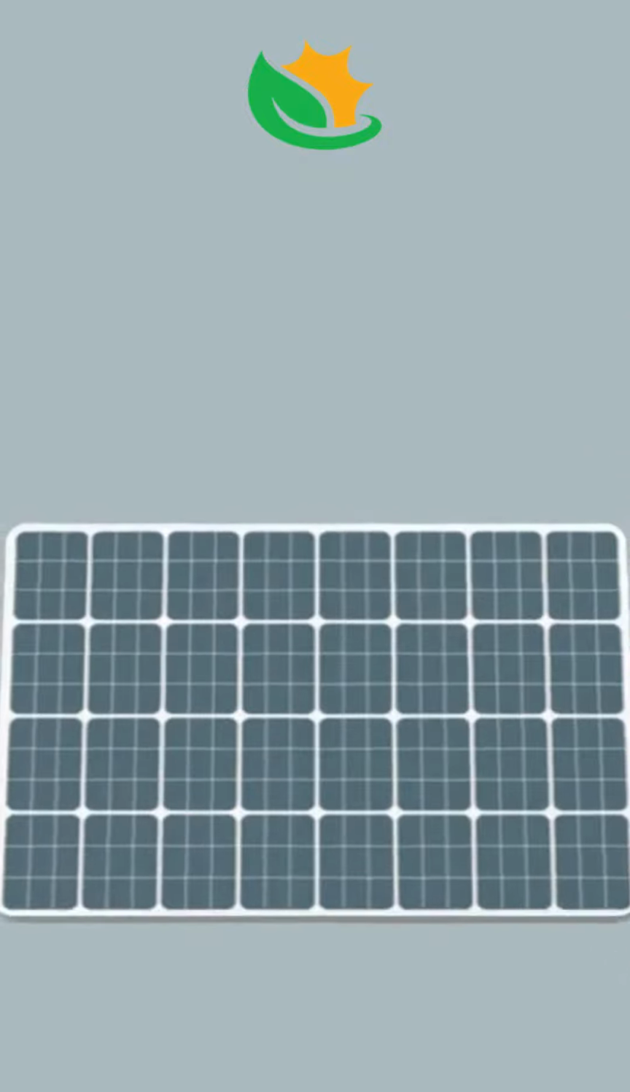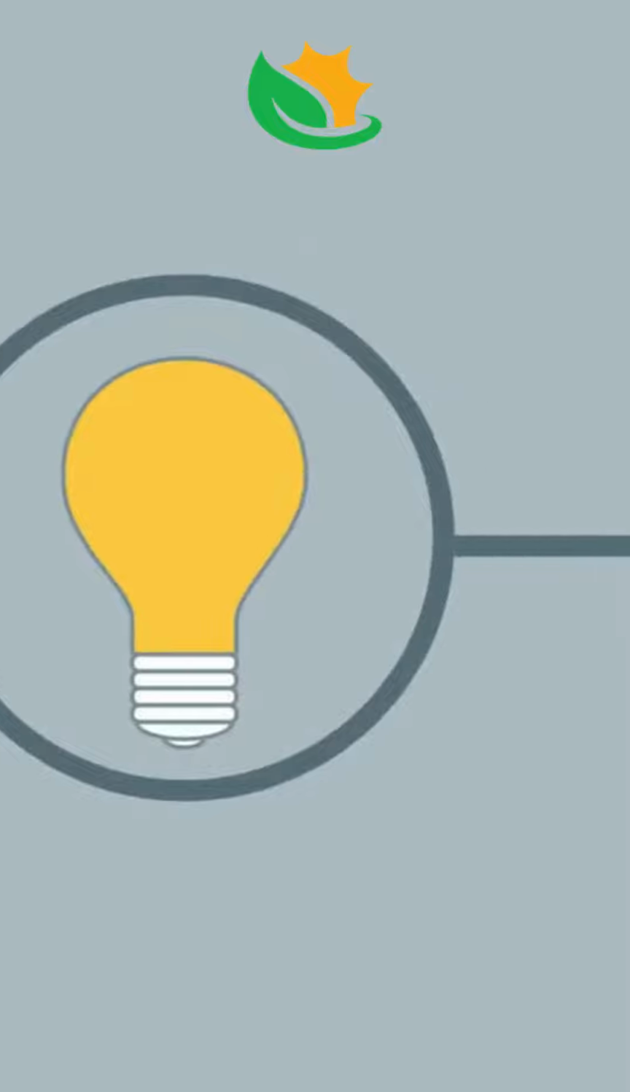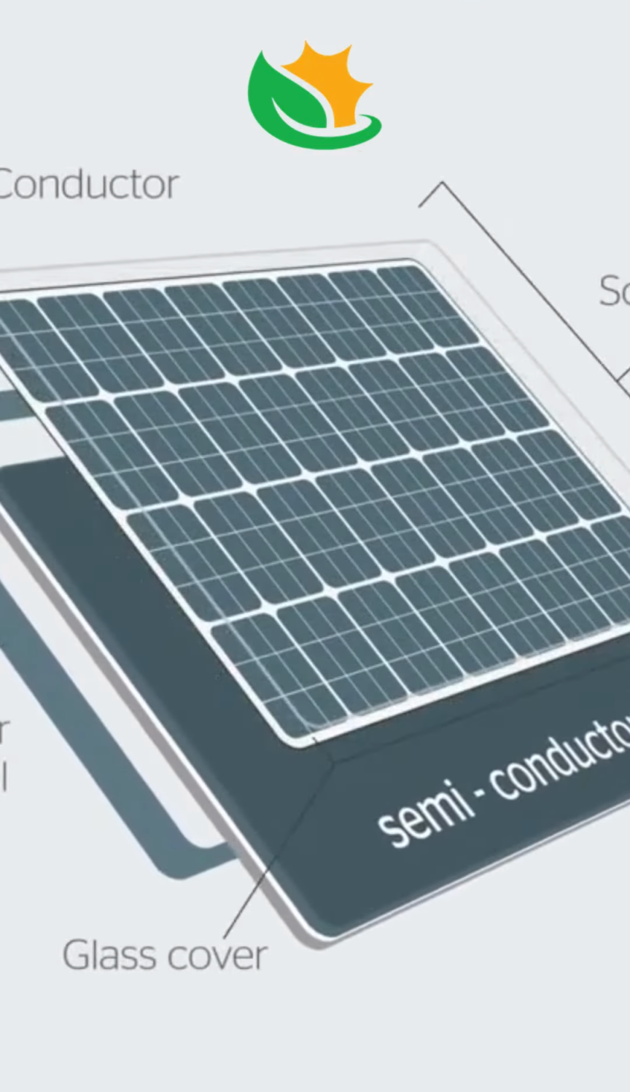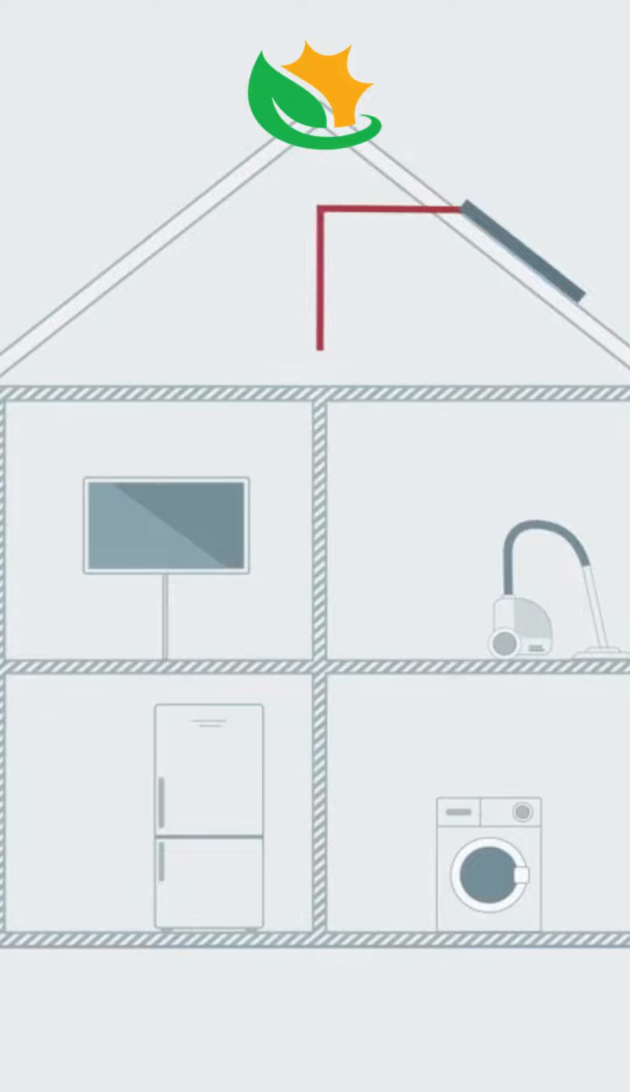Solar panels, sometimes known as solar PV, use sunlight to generate electricity. The key part of a solar panel is a thin layer of semiconducting material that absorbs sunlight and converts it to electricity. This can then be used to power electrical appliances in your home.